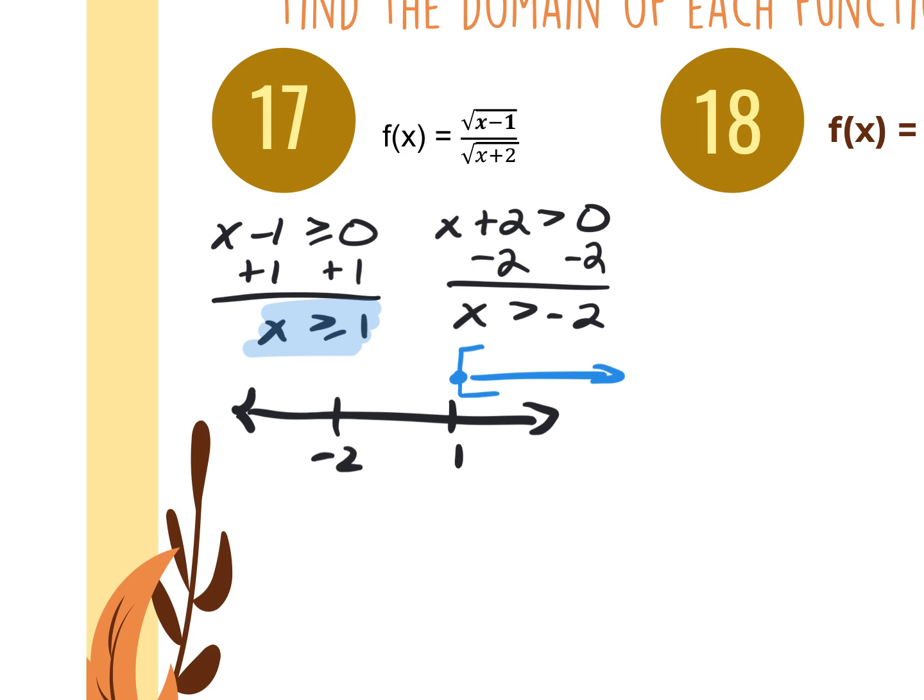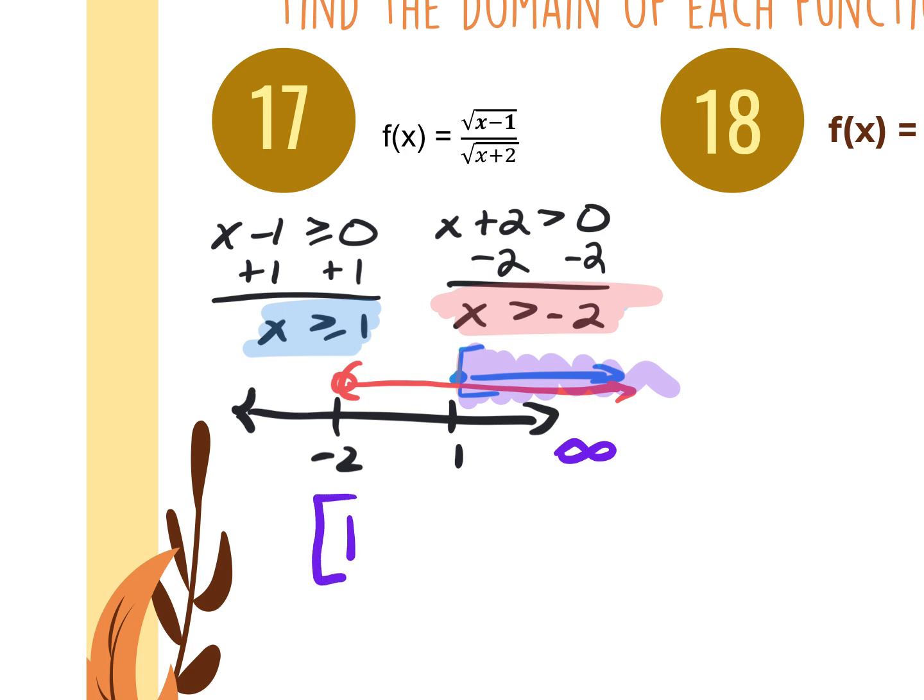And then I'll do this one in red. And this will be an open circle on the negative 2, or you can think of it as a parenthesis, and it's going this way. So what I want for my solution is where I see both red and blue. So that's going to be from this point all the way to infinity. So my domain here is going to be from 1 with a bracket, because it's a closed circle, to infinity.